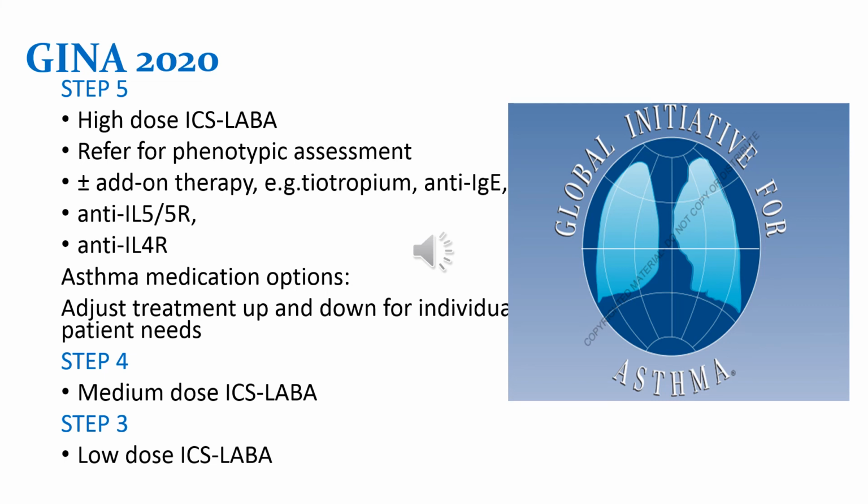Step 5 is usually used for patients who have not got control of symptoms on the previous therapy. It includes high dose ICS and LABA plus tiotropium, anti-immunoglobulin E, anti-IL5, anti-IL4.